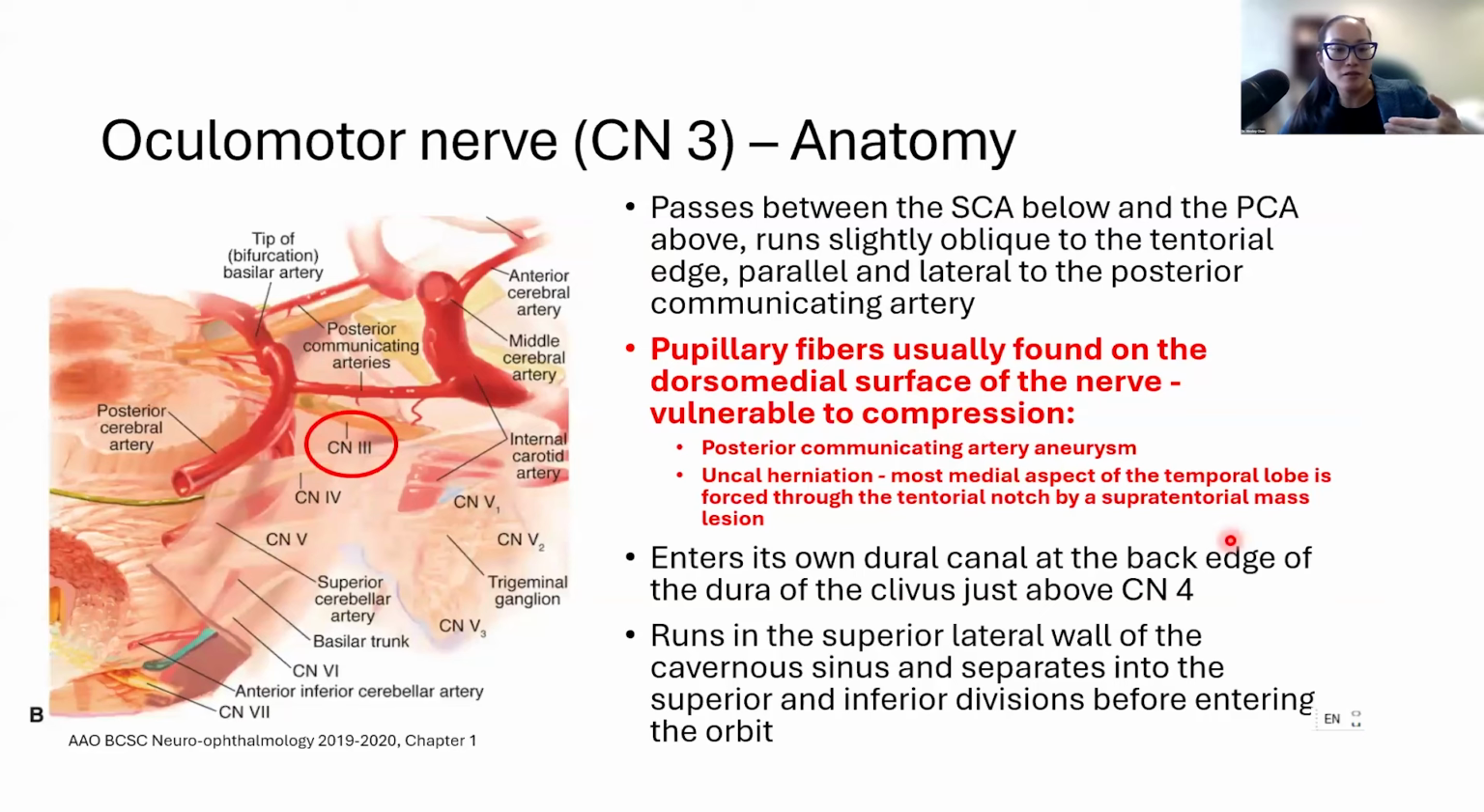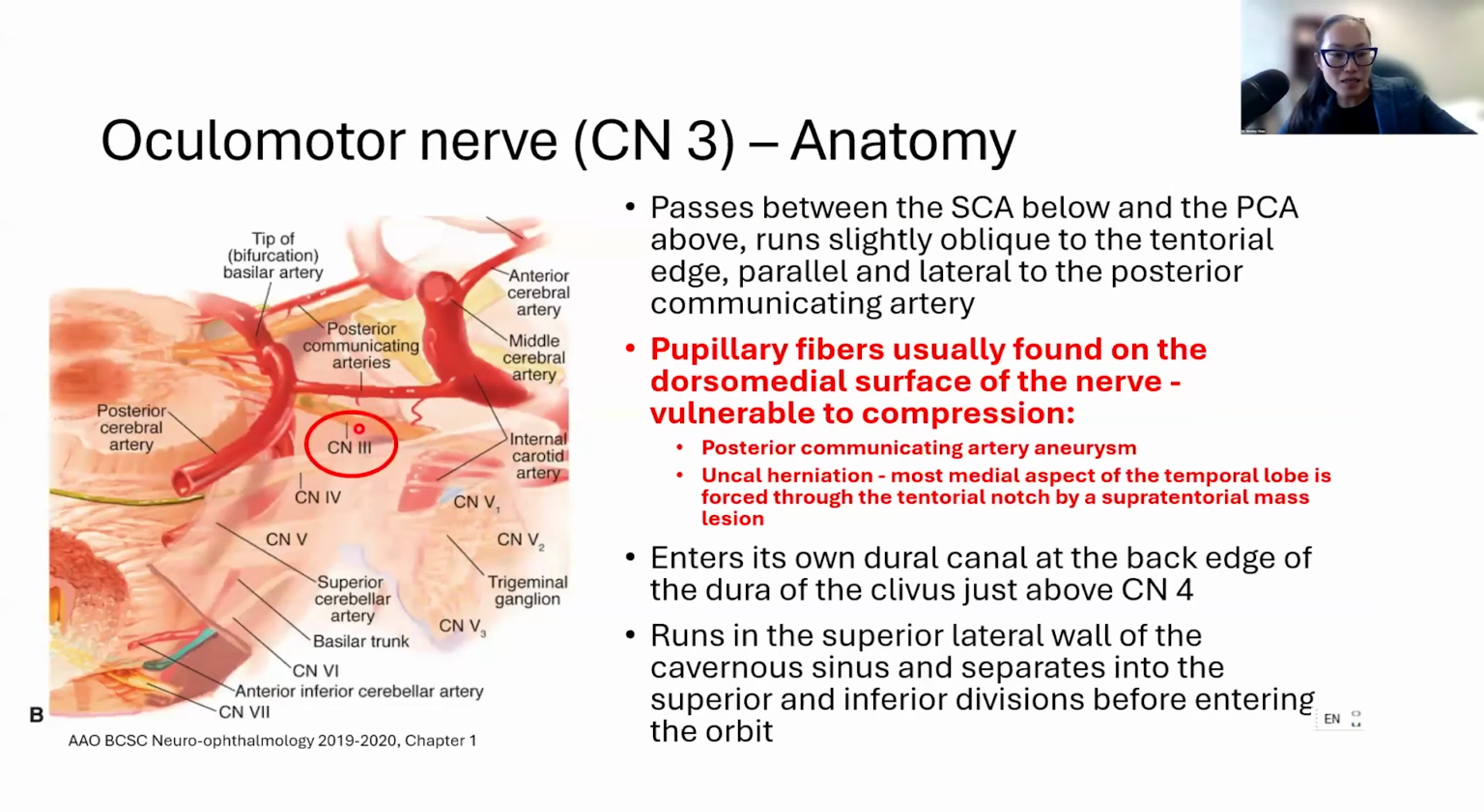This becomes important because the pupillary fibers are usually on the dorsal medial side of the nerve, which means that if there was any issue with the posterior communicating artery here, like it had an aneurysm, for example, you would be pushing on these pupillary fibers. And with these pupillary fibers, you would then end up with a large pupil.